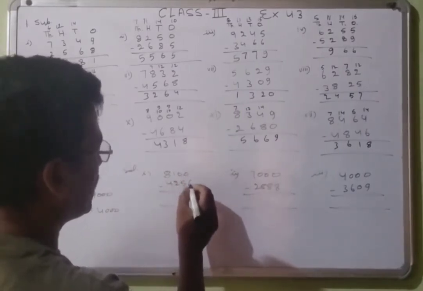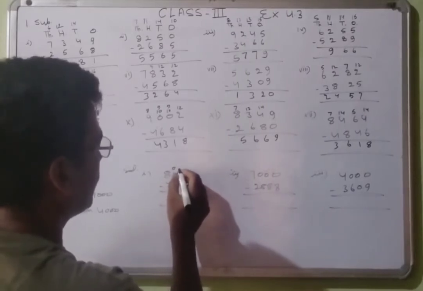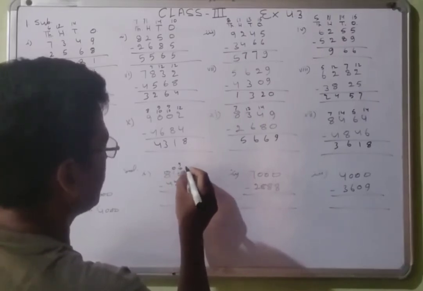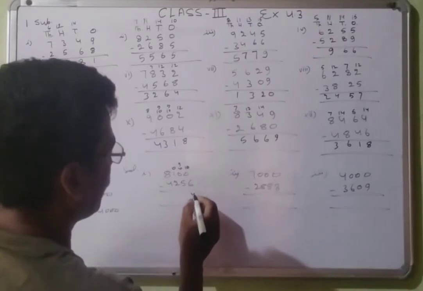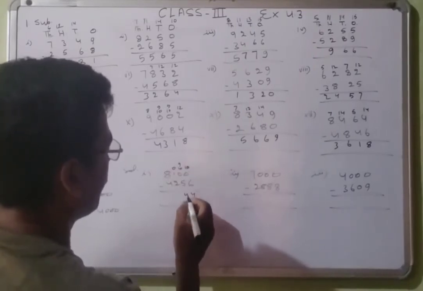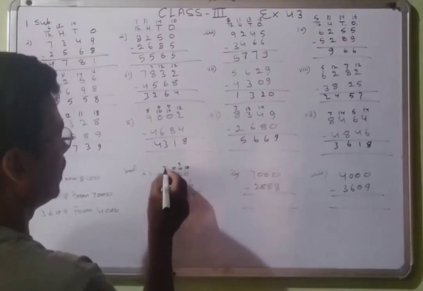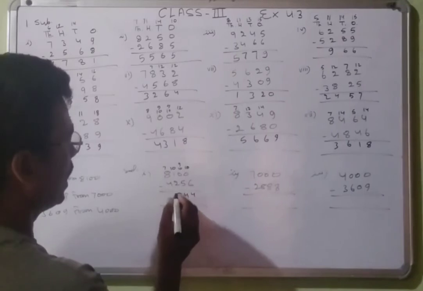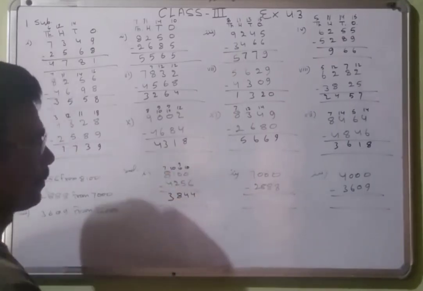So 0 less 6 is not possible. So by carry this will be 0 or this will be 10. By again carry, this is the 9 or this will be 10. So 10 less 6, 4, 9 less 5, 4, 0 less 2 is not possible. So by carry, this will be 7 or this will be 10. 10 less 2, 8, and then 7 less 4, 3.